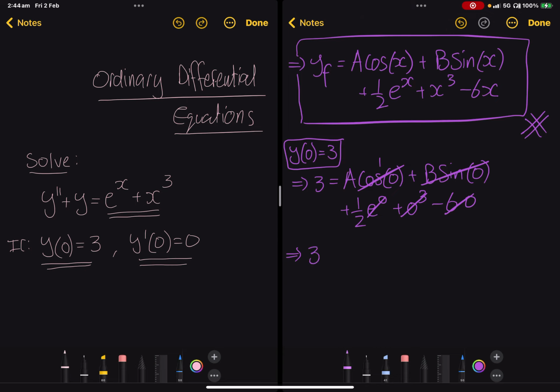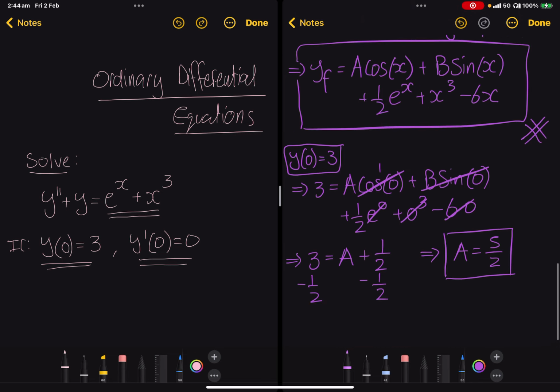3 is equal to a plus 1/2. So this seems to be correct. We've got to be very careful when we're doing this. We have to make sure that we have all the right values here. So we minus 1/2 from both sides. Minus 1/2. 3 minus 1/2 is going to be 2.5. That's 5 on 2. So this tells us that a is 5 on 2.